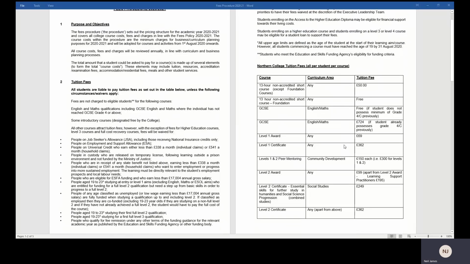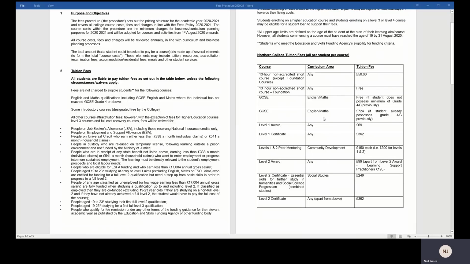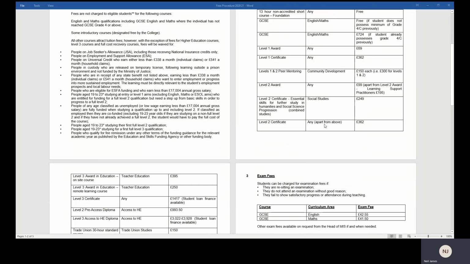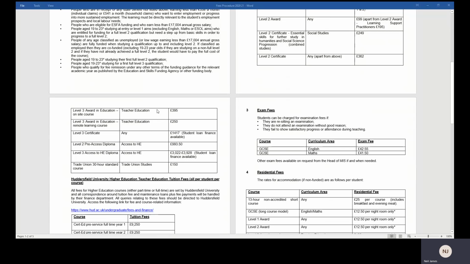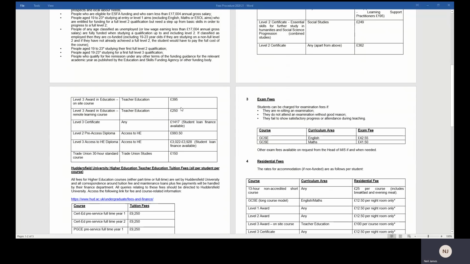And it gives you the details. So obviously the non-accredited foundation courses are still free. GCSE maths and English are free unless the eligibility comes into it, where the student already possesses a grade higher than 4 or C, and then they would have to pay. So any level 1 courses there, level 2, and then we move down into level 3 here, and the longer courses. So that gives you the details of the pricing around them.